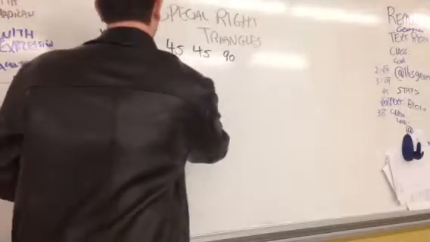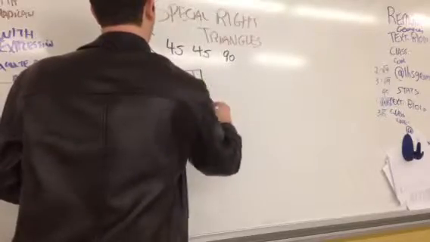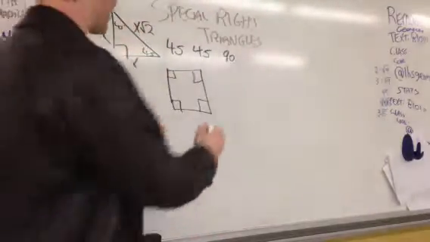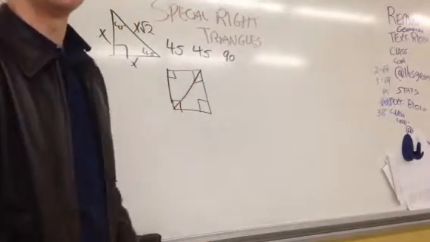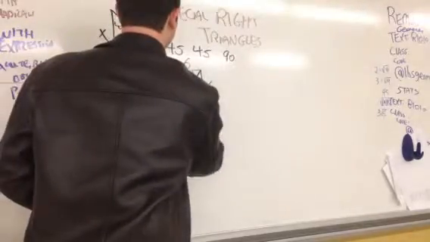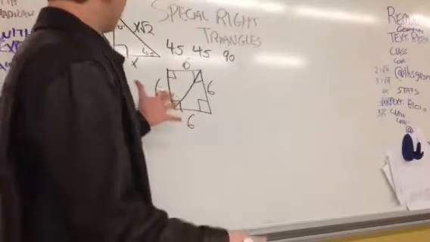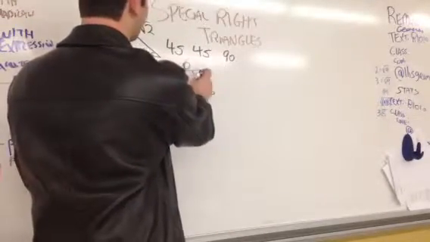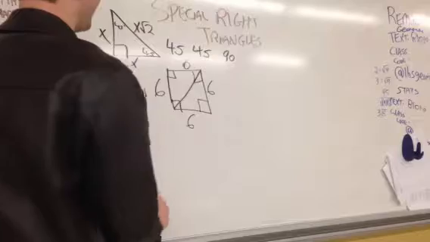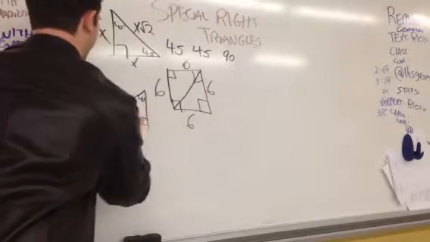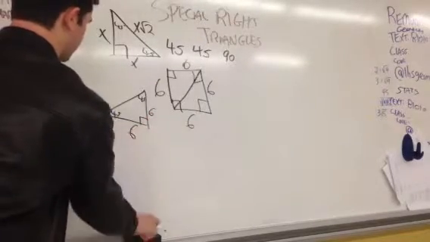So if I have a square, and I draw a diagonal through a square, I am bisecting these angles, right? So if my side length of the square is 6, I'm trying to find out what the diagonal is. This bisects the angle, so this becomes, you guessed it, a 45, 45, 90 right triangle. These side lengths are 6 and 6.